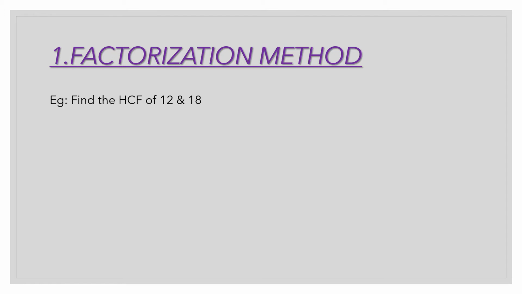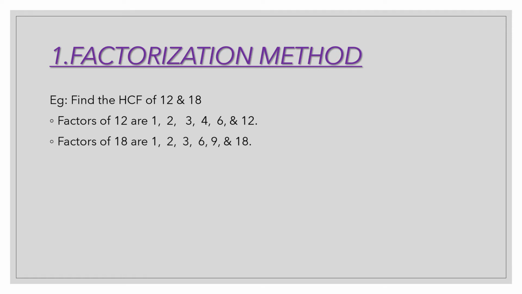Let us take an example. Find the HCF of 12 and 18. Now, how to find out factors of 12? Factors of 12 means 12 comes in which table? 12 comes in 1 table, 2 table, 3 table, 4 table, 6 table and 12. So same way we find factors of 18. 18 comes in 1 table, 2, 3, 6, 9 and 18. Now these are the factors of 12 and 18.